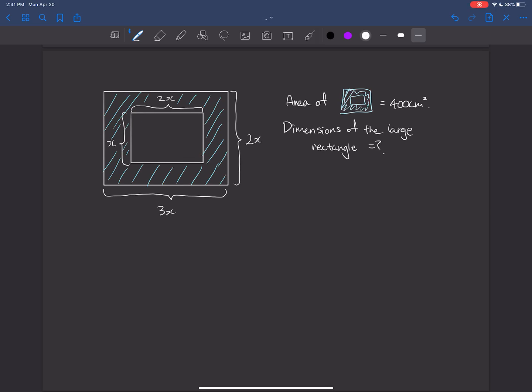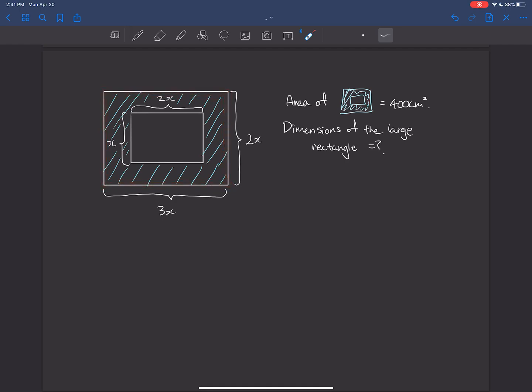All right, so in this question, we are given a rectangle, but the inside of the rectangle is empty. And we're given the area of the shaded area, the blue, and it equals 400 centimeters squared. And with this information, we want to find the dimensions of the large rectangle. So this rectangle.